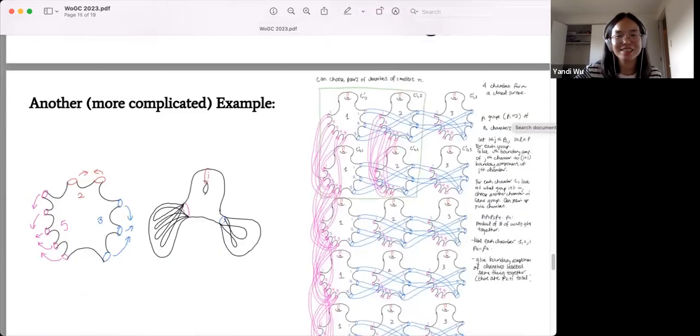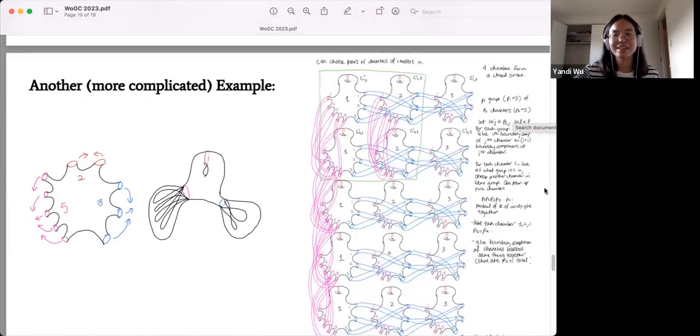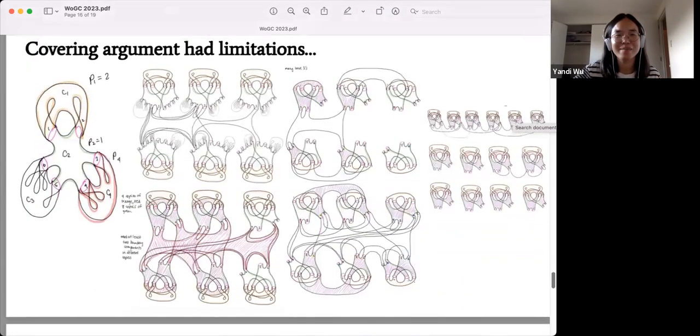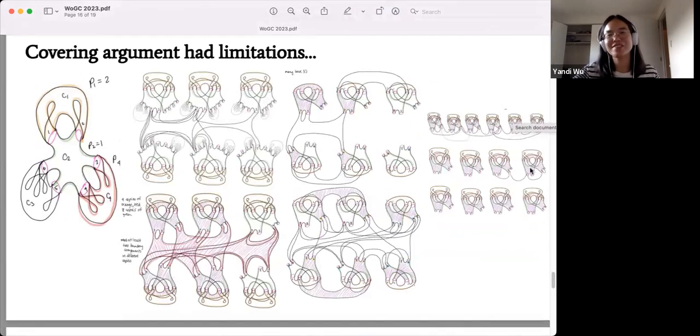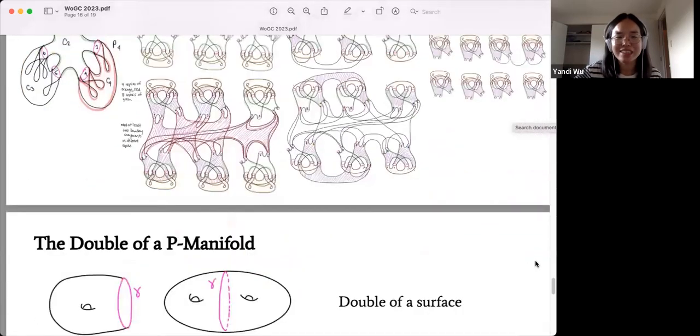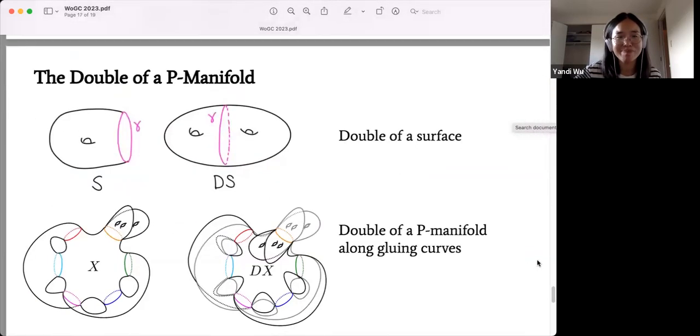And I just included some slides to show that this got a little bit complicated. It's hard to generalize because there are so many different kinds of p-manifolds that can arise. Every time I thought I had proved it, there was a new counterexample. So that was kind of a mess. And that's why you need a doubling argument as well.